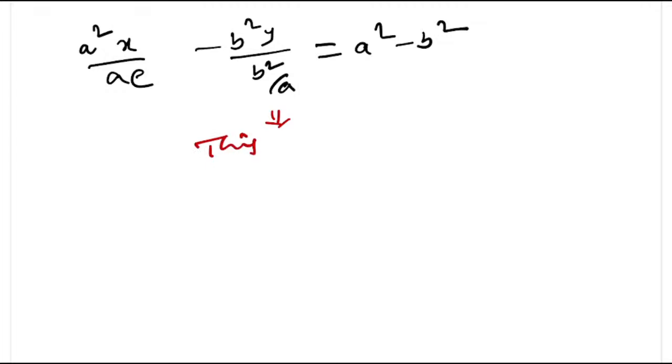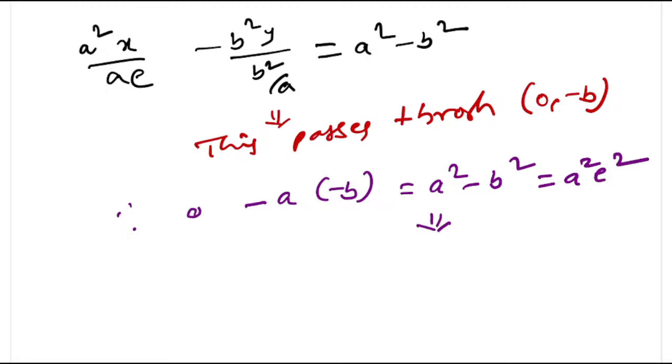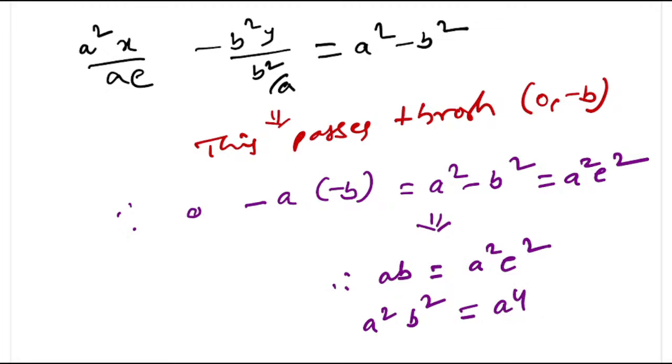Since this passes through, what will happen? (0, minus b), you put it there: 0, a into minus b. When you simplify this, do you know what this value is? Formula, remember: a square minus b square is a square e square. Therefore what you will get is ab is equal to a square e square. So a square b square is equal to a power 4 e power 4.